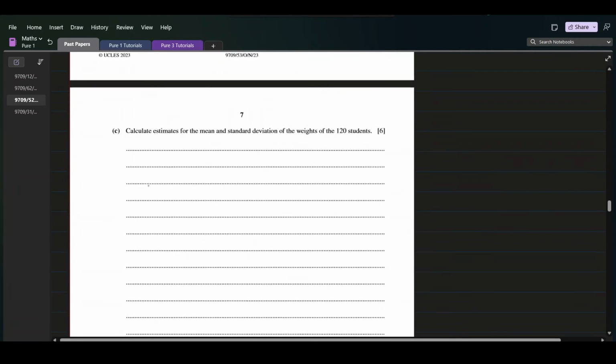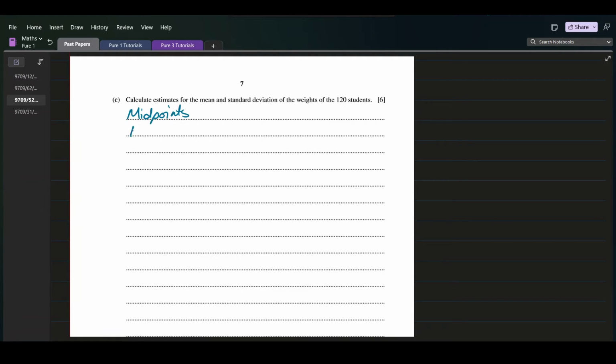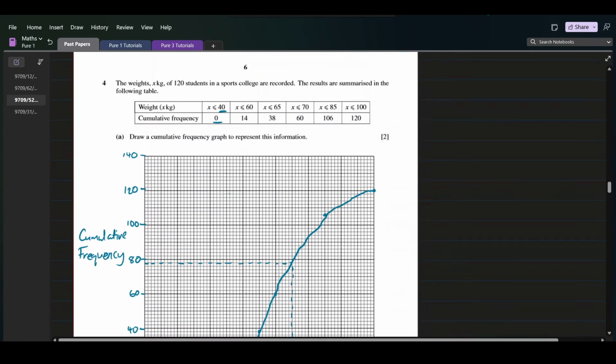Part C. Calculate estimates for the mean and standard deviation of the weights of the 120 students. Okay, to be able to do this, we need the midpoints of all the classes we were given in Part A, midpoints against their frequencies. So this would be frequency. So let's start by getting the midpoints of each class.